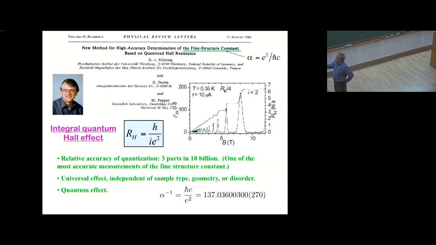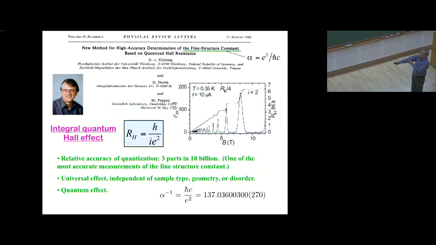In fact, this combination h over e squared also appears in the definition of the fine structure constant. It also contains the speed of light, but that's known extremely precisely. So these experiments are actually an accurate measurement of the fine structure constant, and that was already there in the title of this paper.